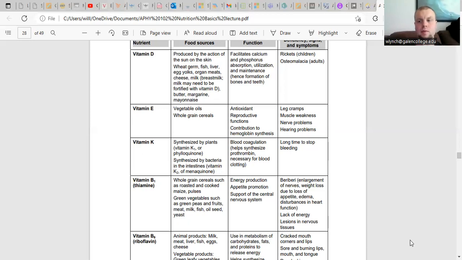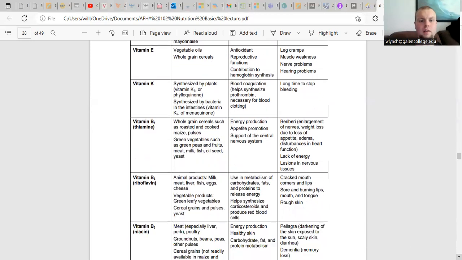Vitamin B, we have B complex, right? We have vitamin B1, which is thiamine. B2 is riboflavin, and B3 is niacin. So for B1, this is going to be a cofactor in energy production, especially in oxidative phosphorylation. It also works for appetite promotion and support of our central nervous system. Find this in green vegetables as well as in carbohydrate sources like cooked maize, corn, whole grain cereals, things of that nature.